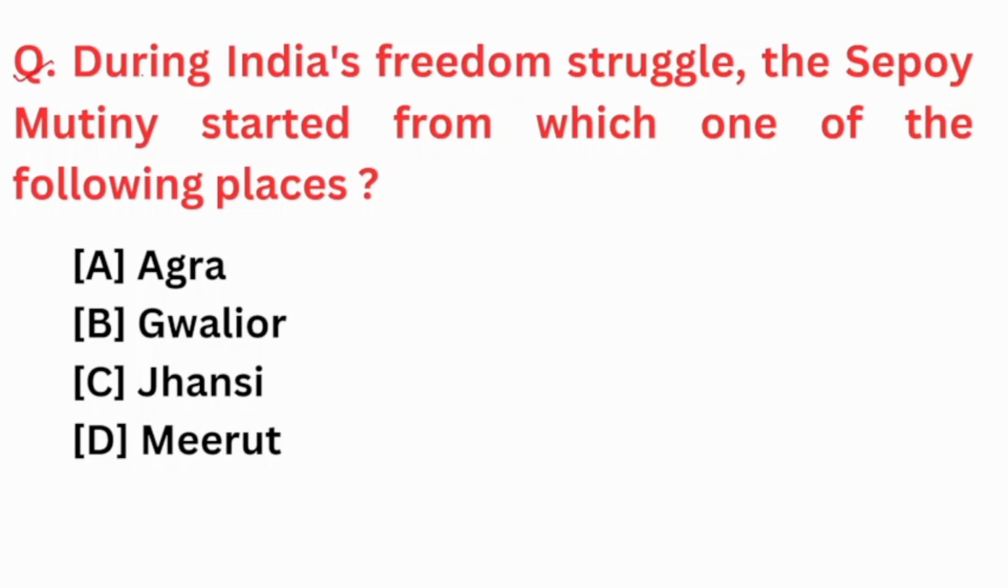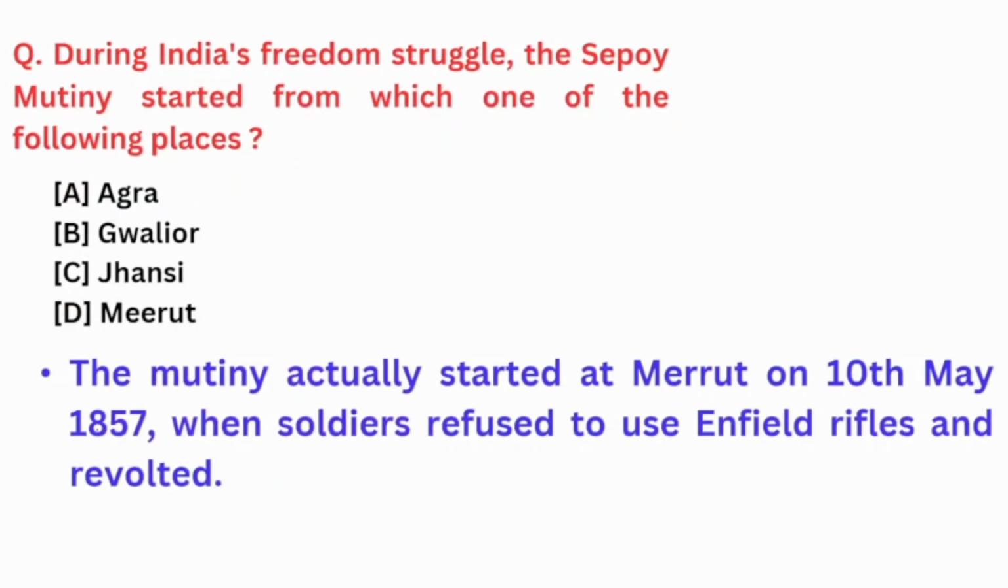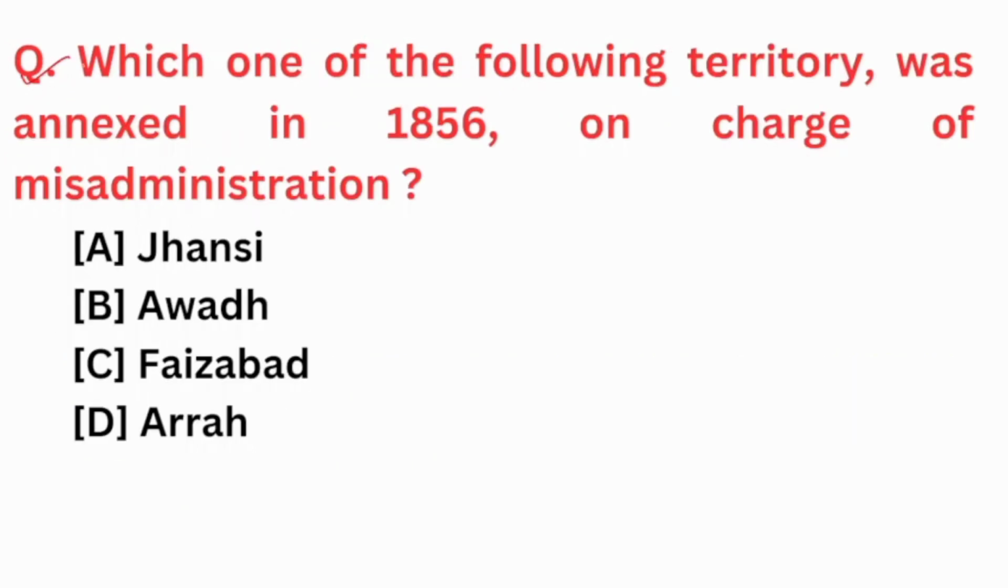So next is, during India's freedom struggle, the sepoy mutiny started from which one of the following places? The answer is Meerut. So let's talk about important points. The mutiny actually started at Meerut on 10th May 1857. And what was the occasion? When soldiers refused to use Enfield rifles due to greased cartridges. And then they revolted.